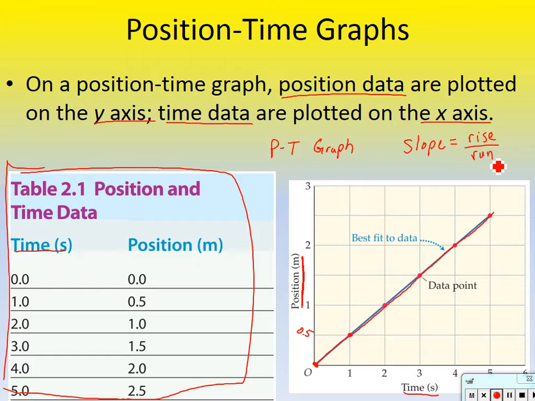Let's find the slope of this line. Slope is given the symbol m. What is m going to equal in this case? How much did we rise here?